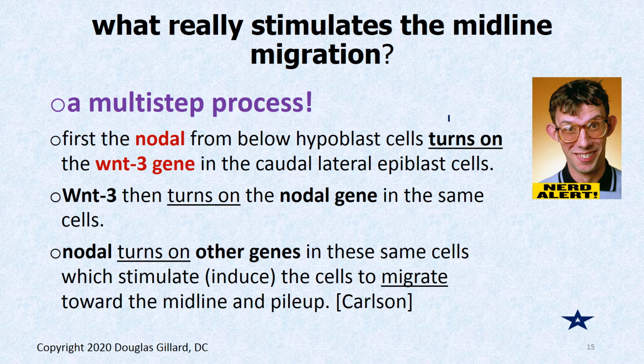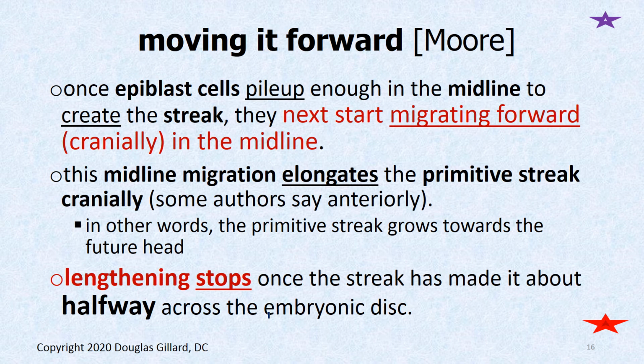So the nodal from below, these are epiblast cells, here are hypoblast cells. Nodal gene is on in these hypoblasts. Nodal kind of floats up and goes into the nucleus and turns on the Wnt3 gene. Then the Wnt3 gene can turn on the nodal gene in these cells. Then the nodal gene turns on other genes, which we won't get into, and it stimulates them to migrate to the center and pile up. We have a little more work to do, but we'll get to that in a second.